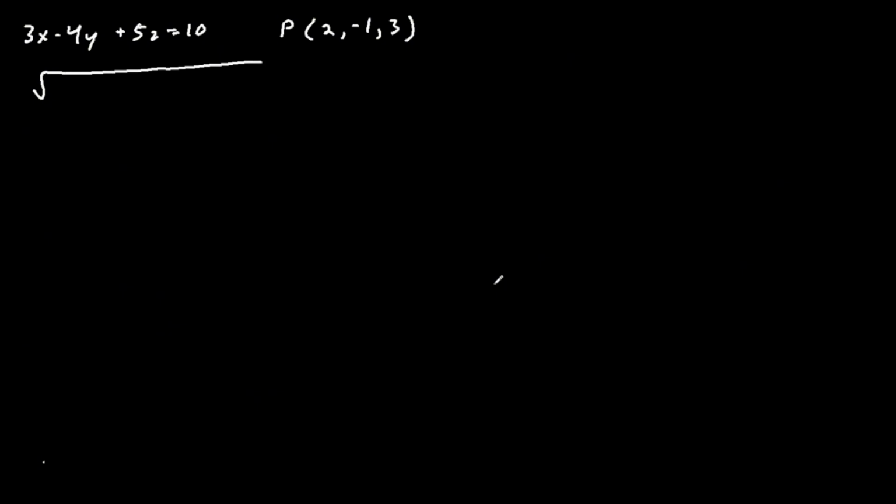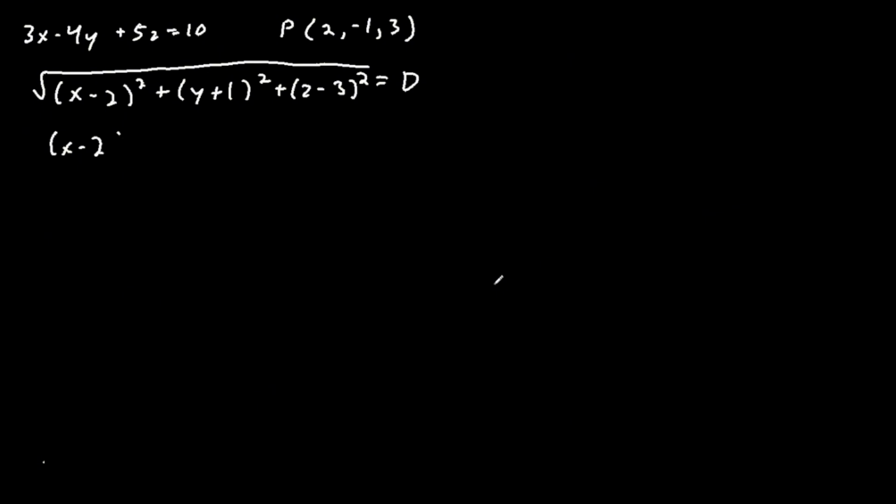For the next problem, our plane will be defined by 3x minus 4y plus 5z is equal to 10. We're trying to minimize the distance from the point (2, -1, 3). So let's begin by starting with our distance formula. Our distance formula is x minus x null, which is 2, squared, plus y minus y null, which is just plus 1, plus z minus z null squared, all square rooted. So this is our distance.